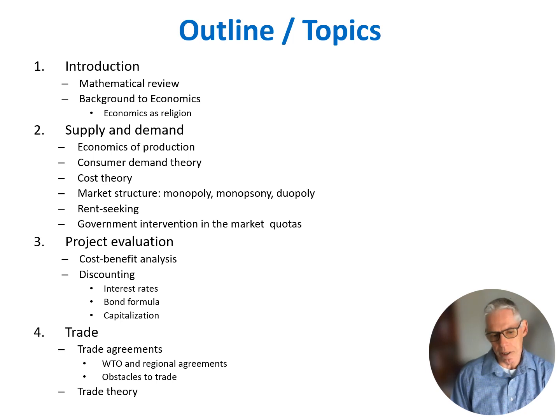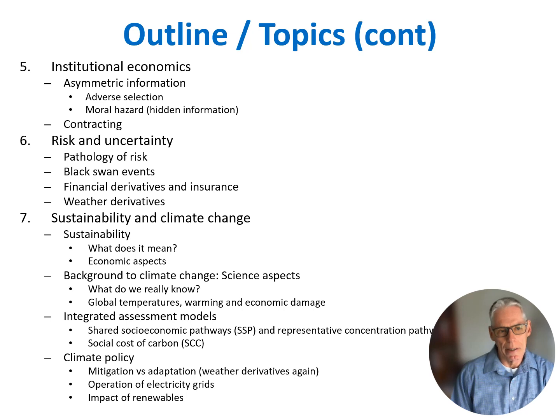We're going to look at trade agreements and some trade theory, because trade is extremely important when it comes to managing a business. Then we will look at institutional economics, because a lot of what we do in managerial economics relates to such things as asymmetric information, adverse selection, moral hazard, contracting. We look at the risk and uncertainty that managers face.